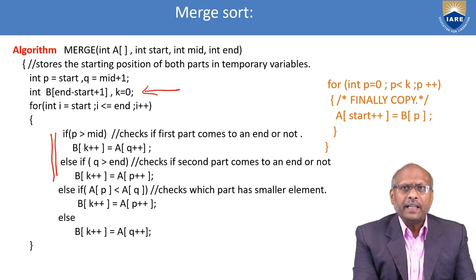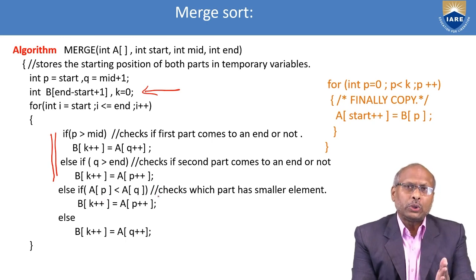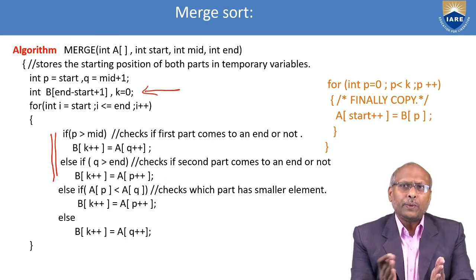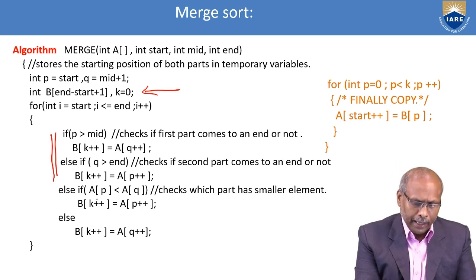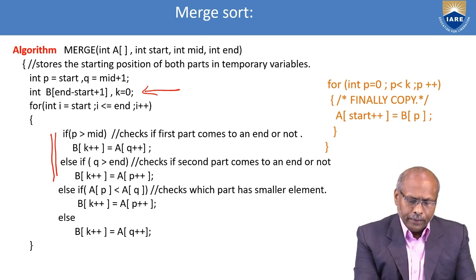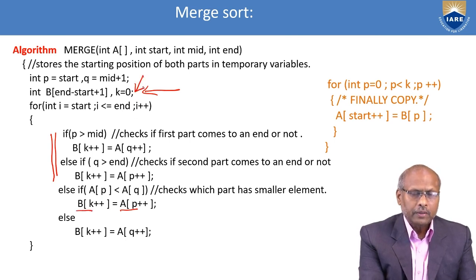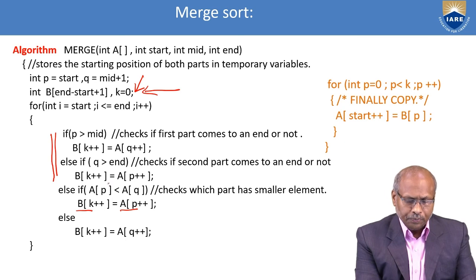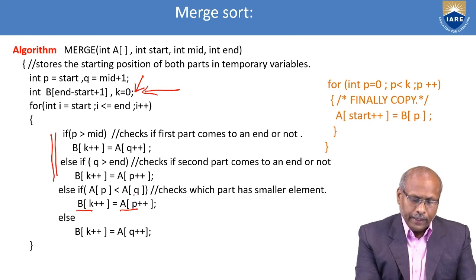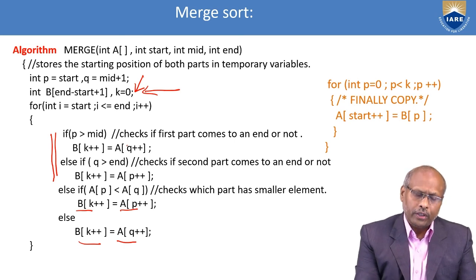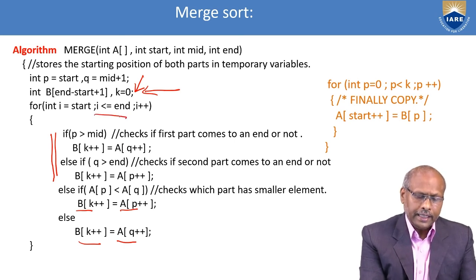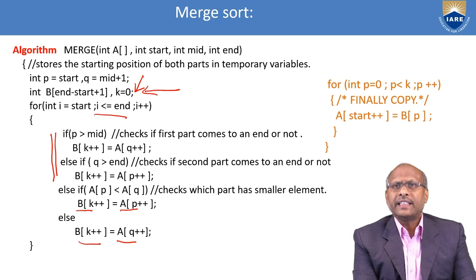Otherwise, if A of P is less than A of Q, because P points to the first half, Q points to the second half, if A of P is less than A of Q, then A of P data will be copied in B of K. K starts from 0th position. So, this process is checking whether data is less or not. Whichever data is less, that data will be copied. If A of Q is less, then A of Q is copied. So, how long is this process going on? Until I is less than n.